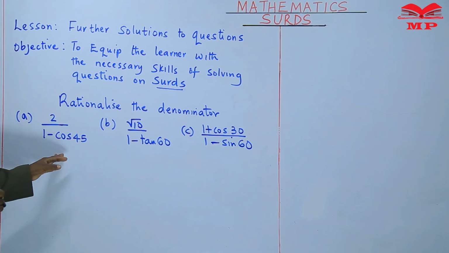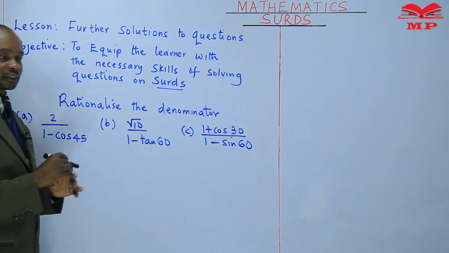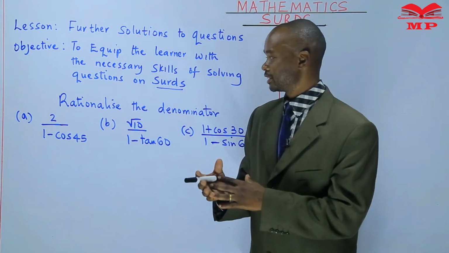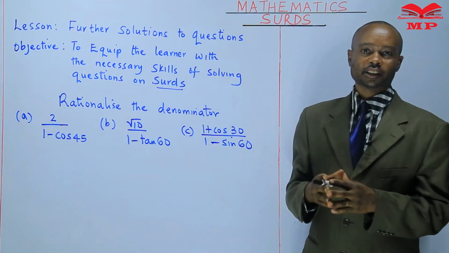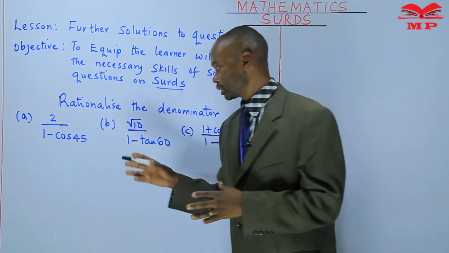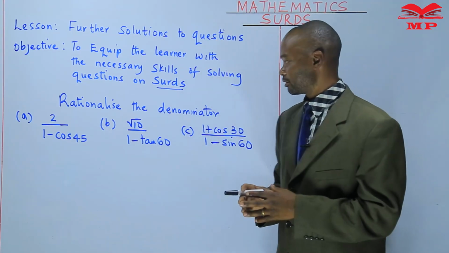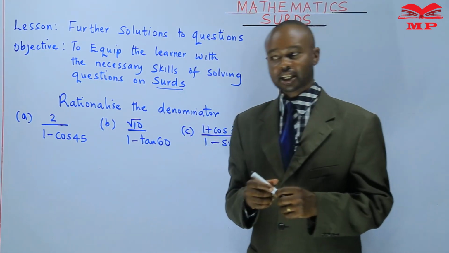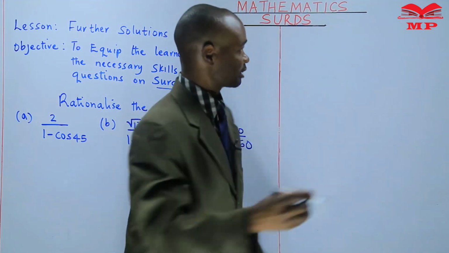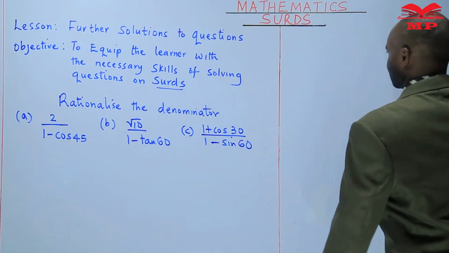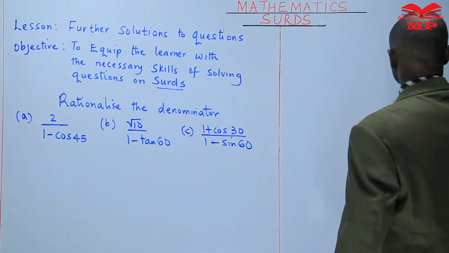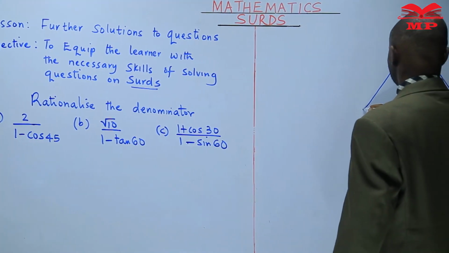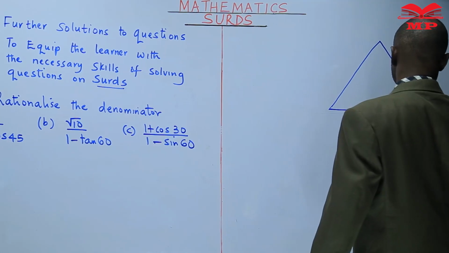But before we go to that, the learner should have already gone through trigonometry and knows how to easily get the trig ratios of cos 45, tangent 60, cosine 30, and sine 30. So it is a remembrance thing when you look at an equilateral triangle. Learner, this is an equilateral triangle.